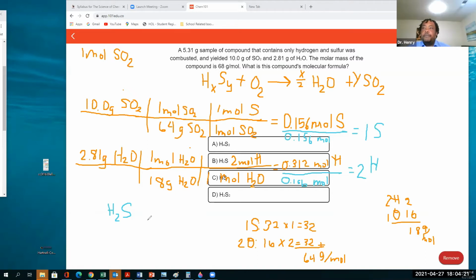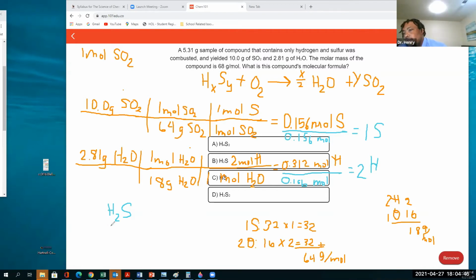So what else did they give us up there? The molar mass of the molecular compound, right? So I have the empirical formula. Can I calculate the molar mass of the empirical formula? Yeah, doing the same thing all over again.